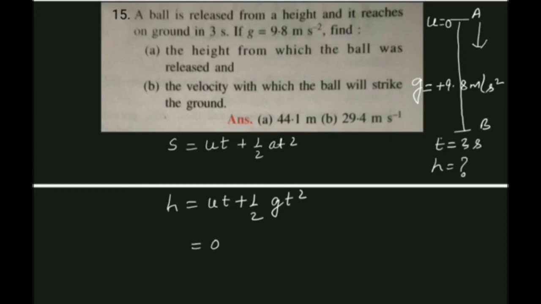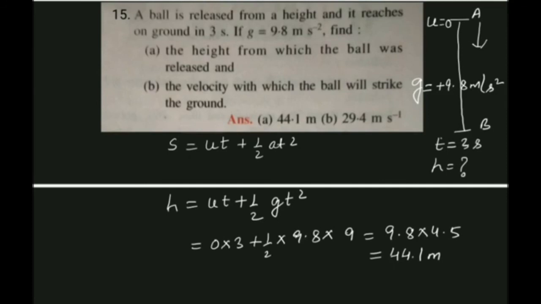U is 0. 0 into 3 plus half into g. What is the value of g? 9.8. 9.8 t square, it means 3 square. 3 square means 9, and if you multiply them, it's coming 9.8 into 4.5, or you can write 44.1 meter. This is question number 15 A part.